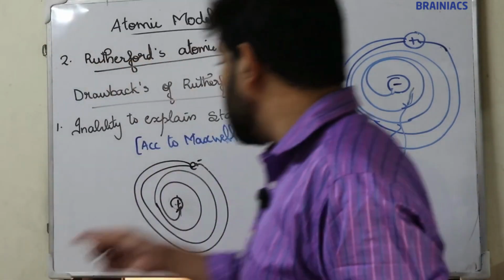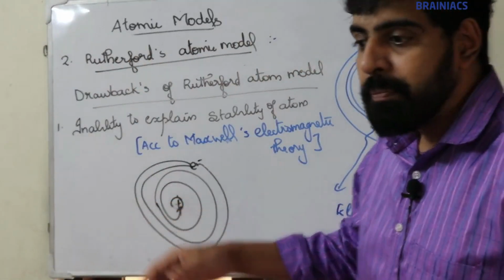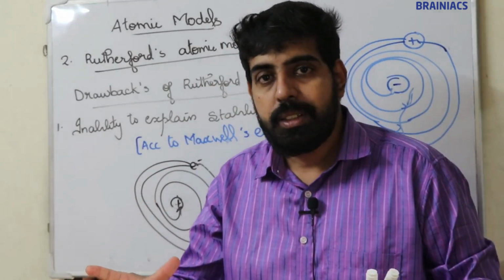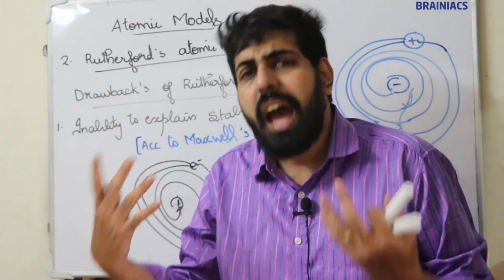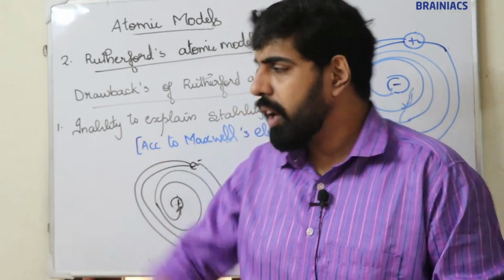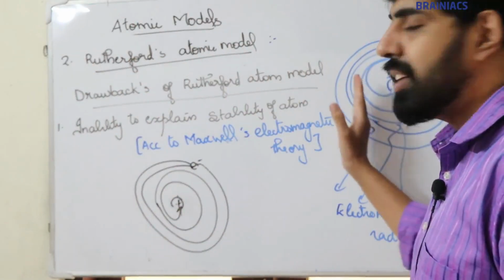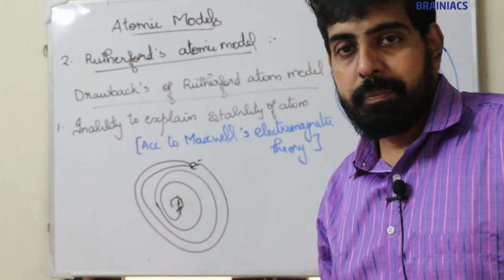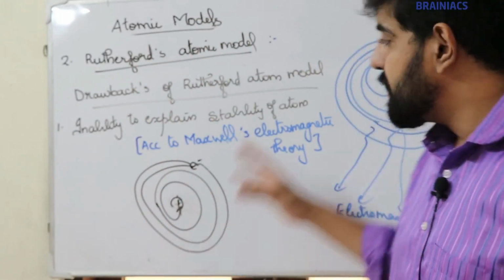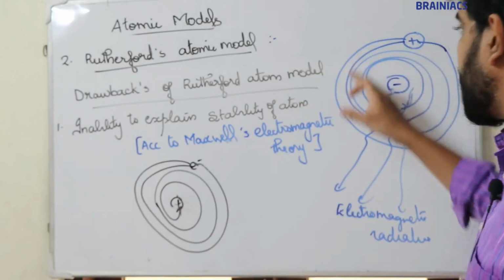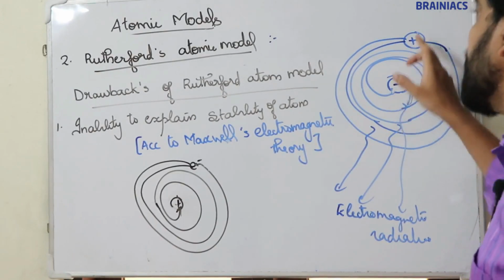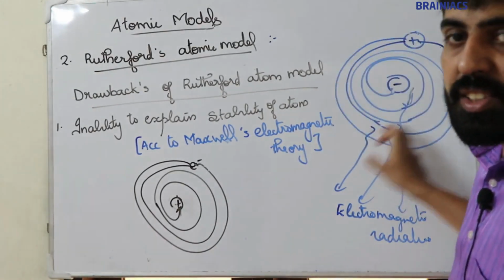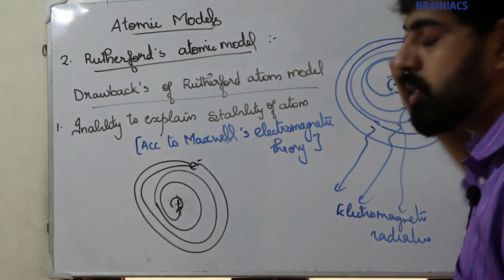When the electron collides with the central positive charge, the atom is collapsing. That means the atom does not have any stability, right? So according to Maxwell's electromagnetic theory, the Rutherford model does not have any stability. What is Maxwell's electromagnetic theory? When a charged body rotates around another charged body having opposite charge, the rotating charged body will lose energy in each turn and it will finally collide with the central charged body.